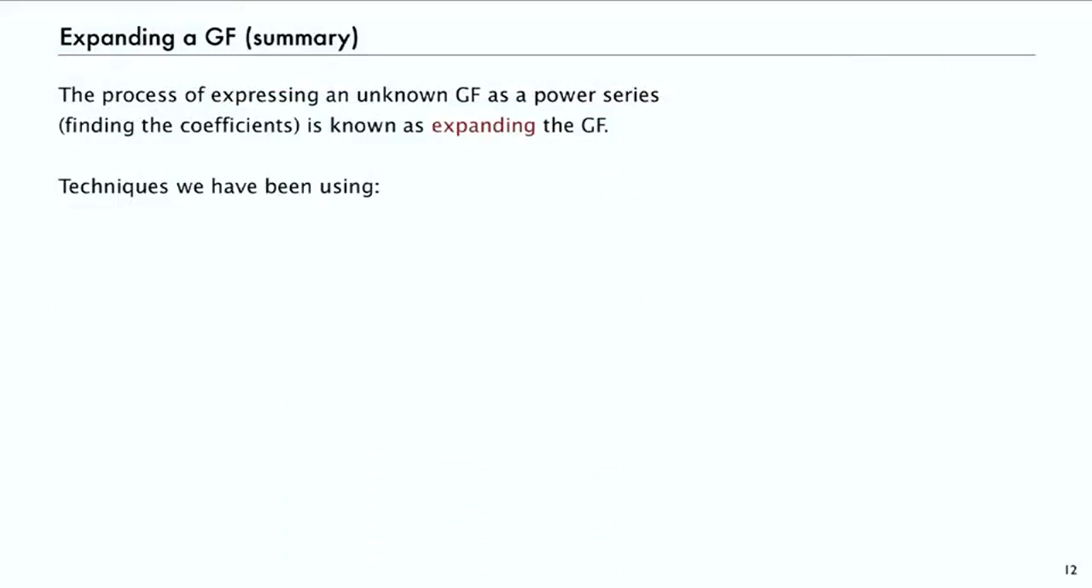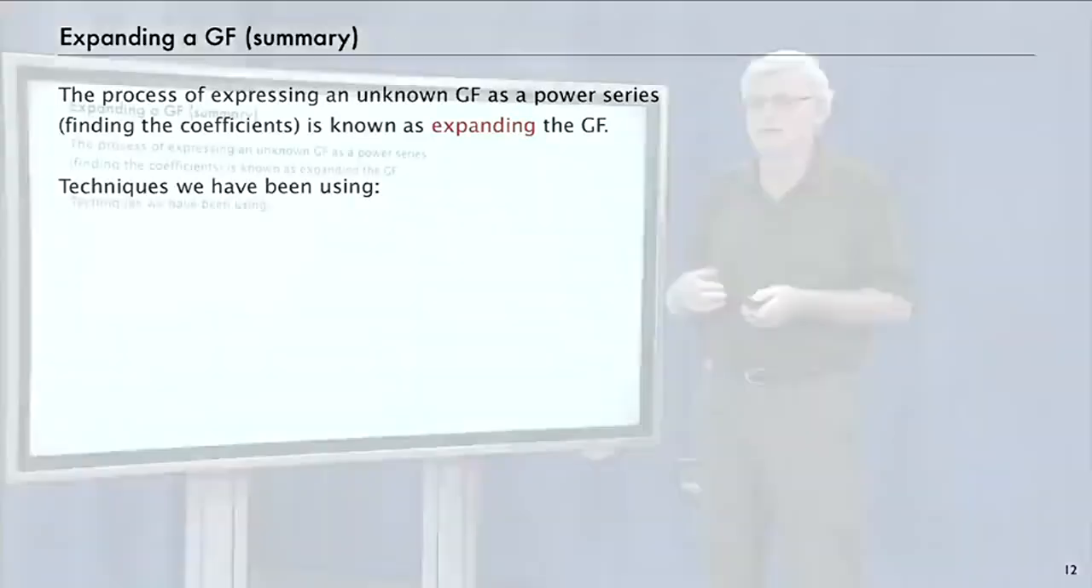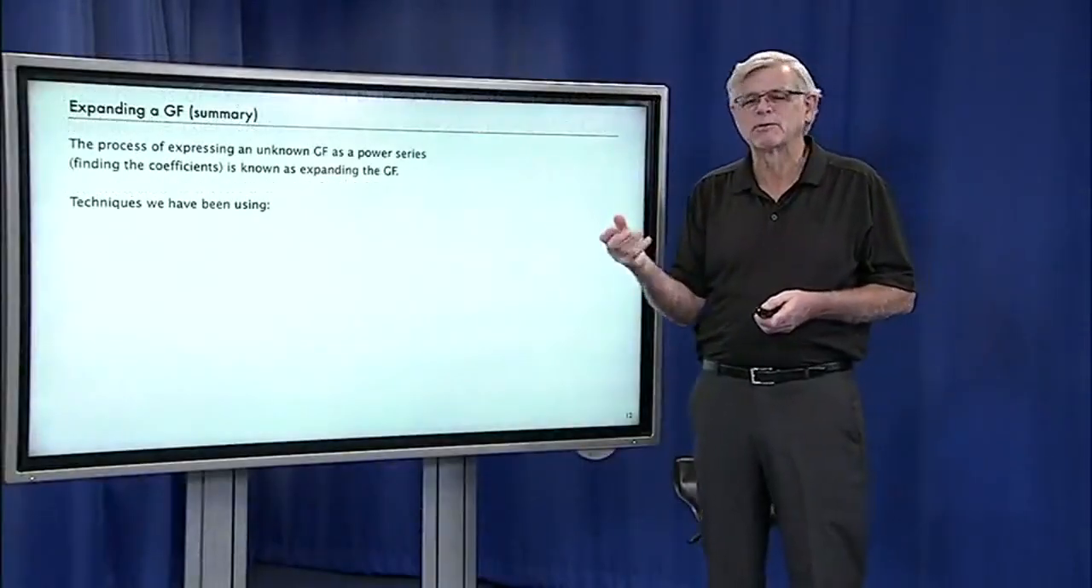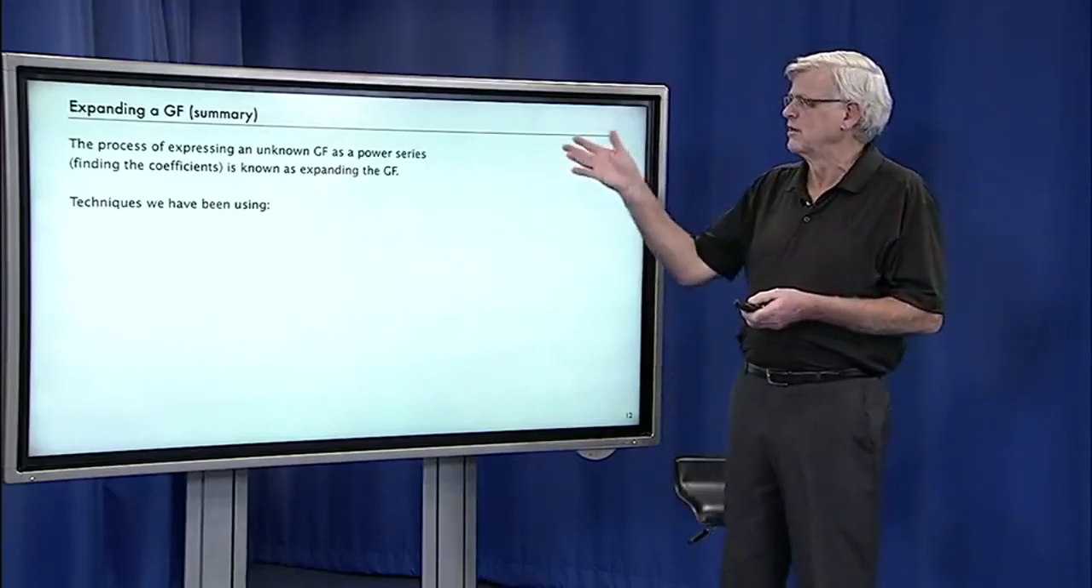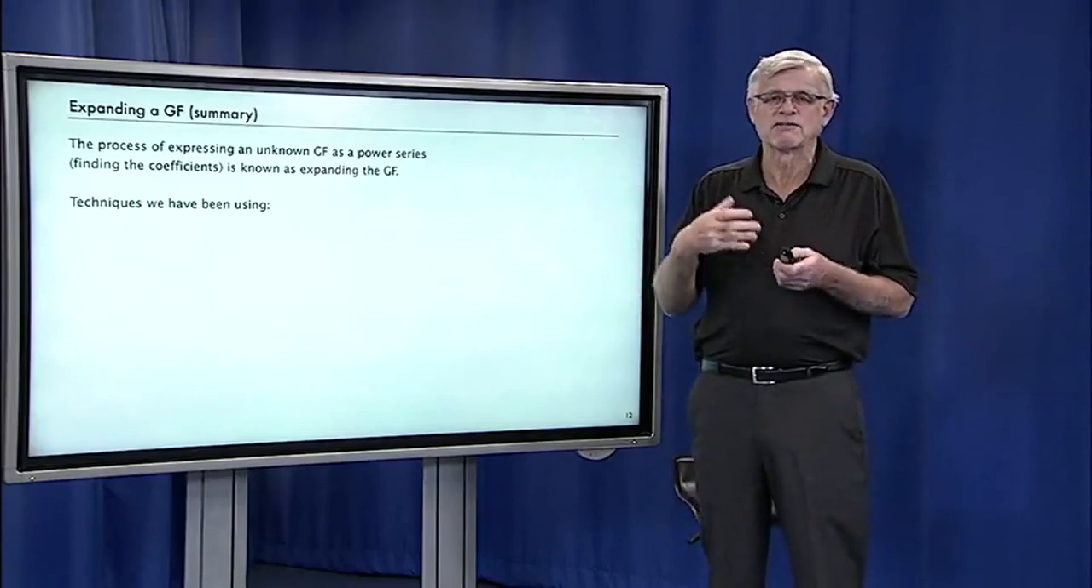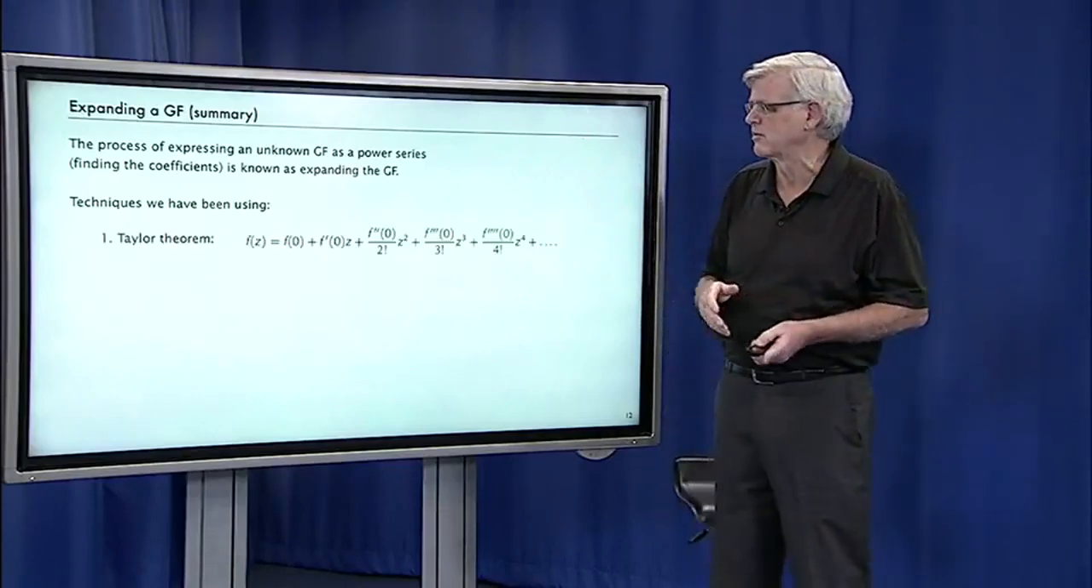So the summary is that we can do what's called expanding a generating function by expressing an unknown generating function as a power series. That's finding the coefficients. And you can look at what we've been doing as going in both directions. Given a sequence, what's the generating function? Or given a generating function, what's the sequence? So let's look at the second one, given a generating function, what's the sequence?